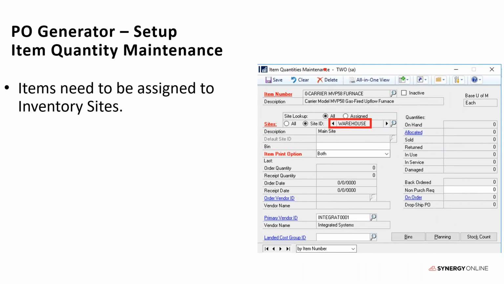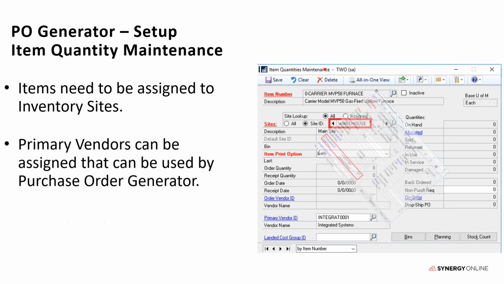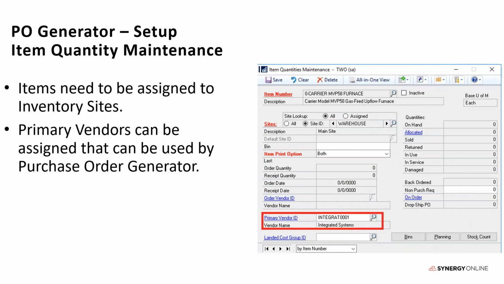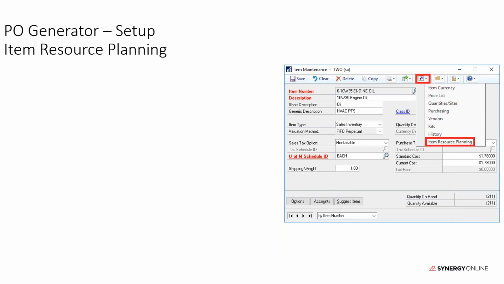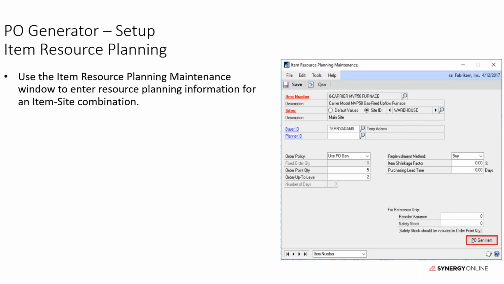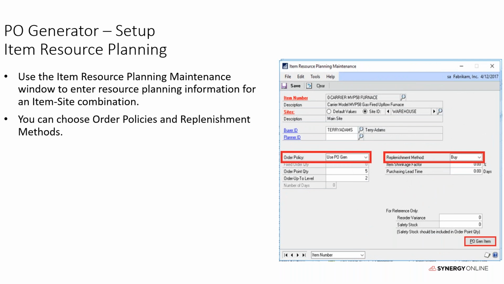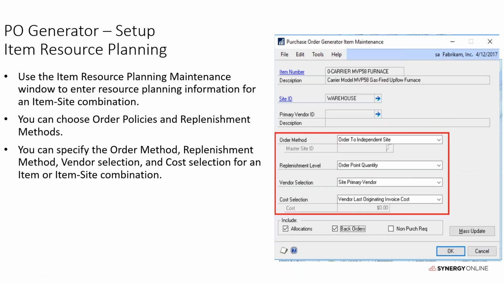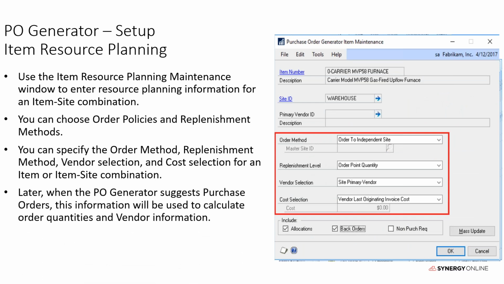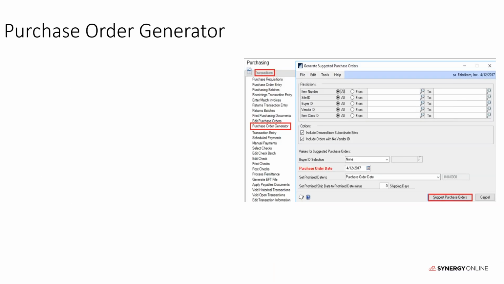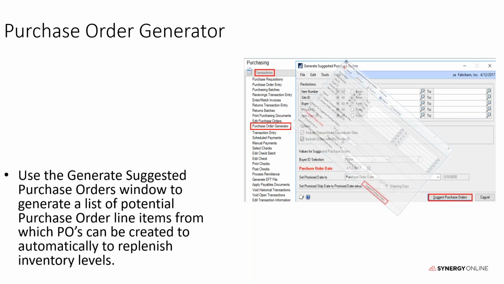Next, let's talk about the PO generator and the setups involved in that. Here we're looking at the main warehouse. We talked earlier about assigning the primary vendor that will be used by the PO generator. When we go back to our item resource planning, select the PO generator button. We've got our policies that we defined earlier, and we've got our setups that we've selected. Then we're going to select the PO generator transaction, and it's going to open this window and allow us a variety of selections here.